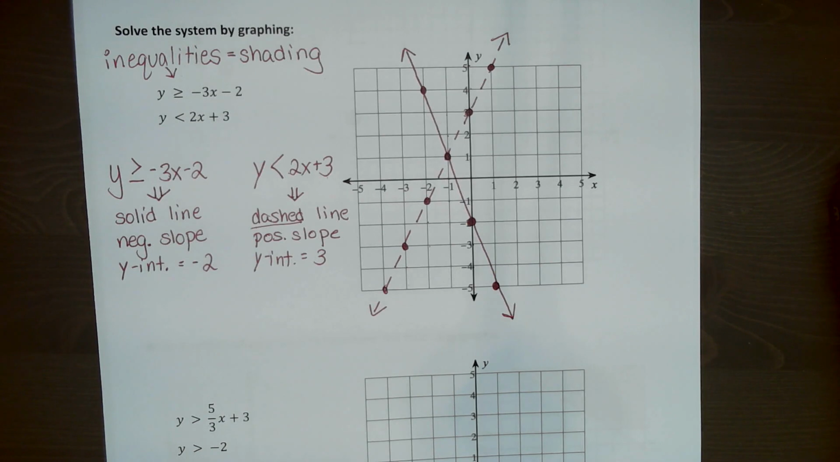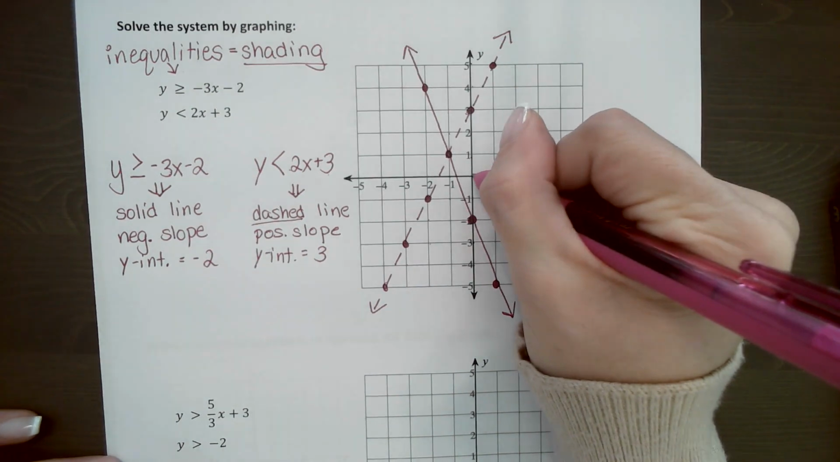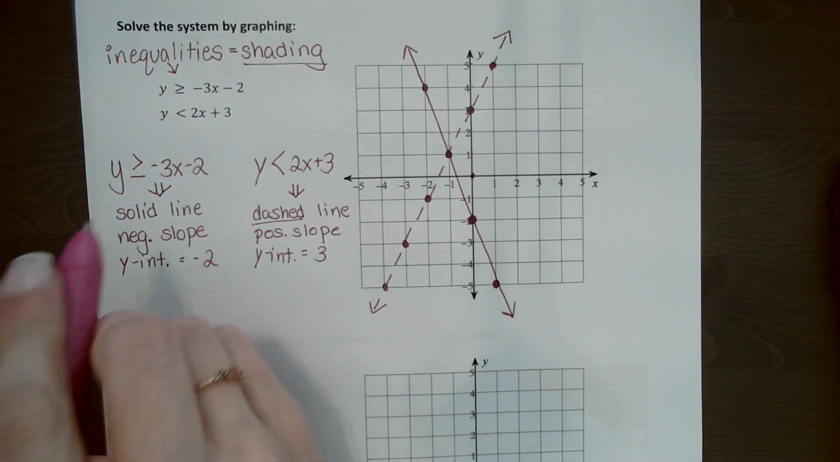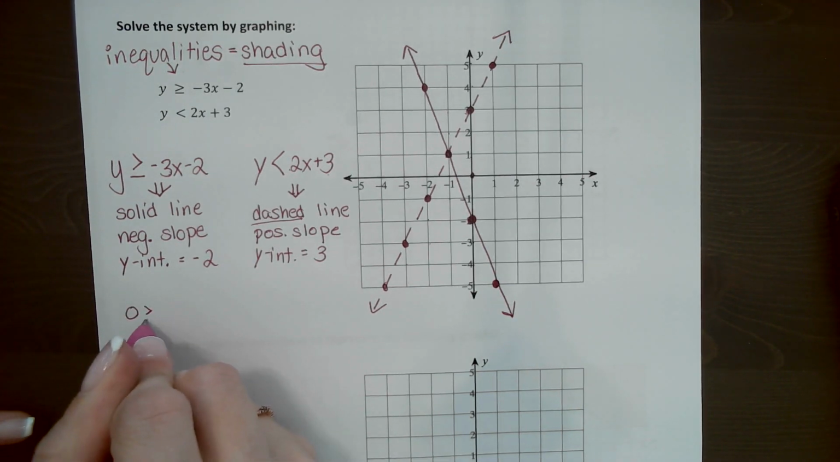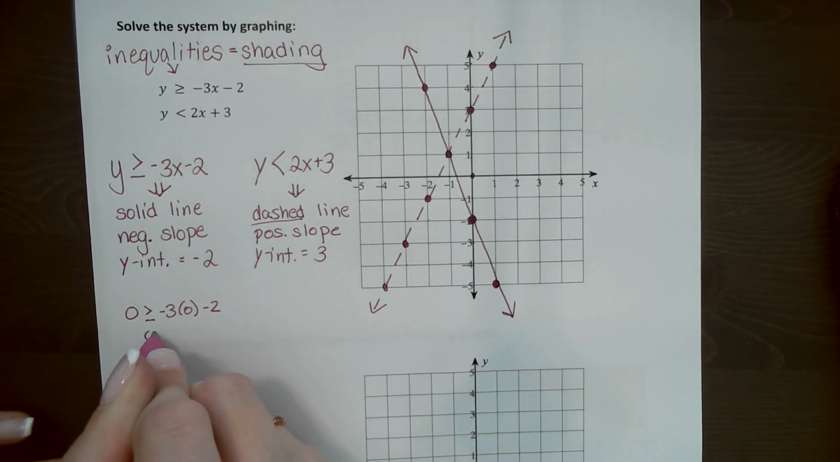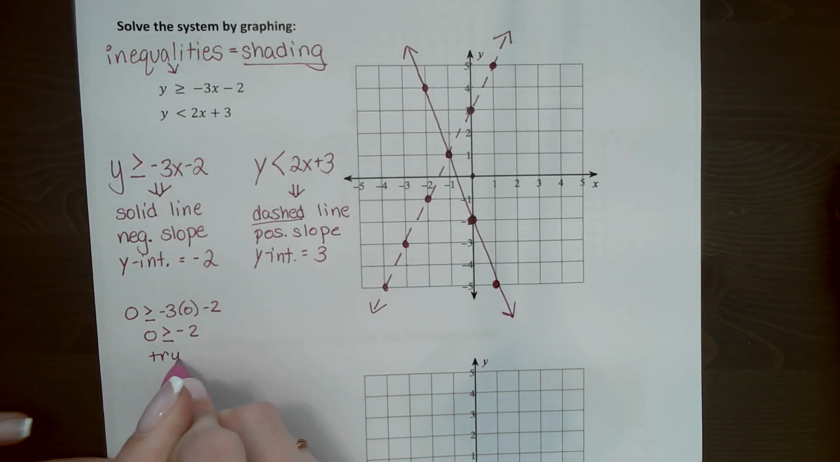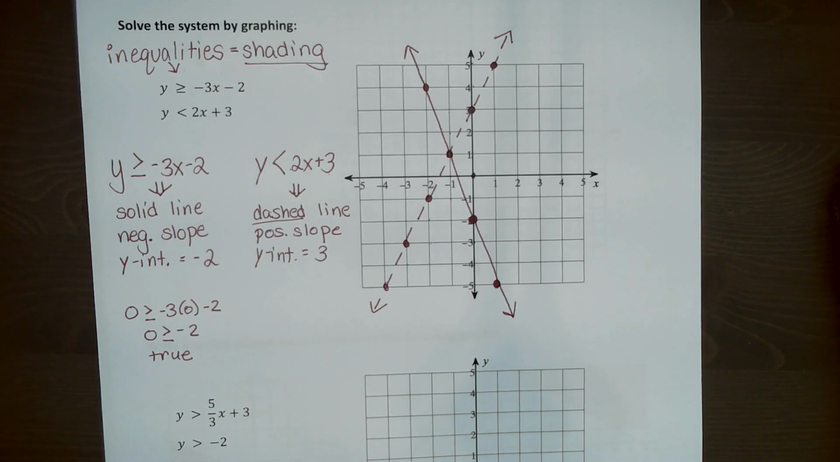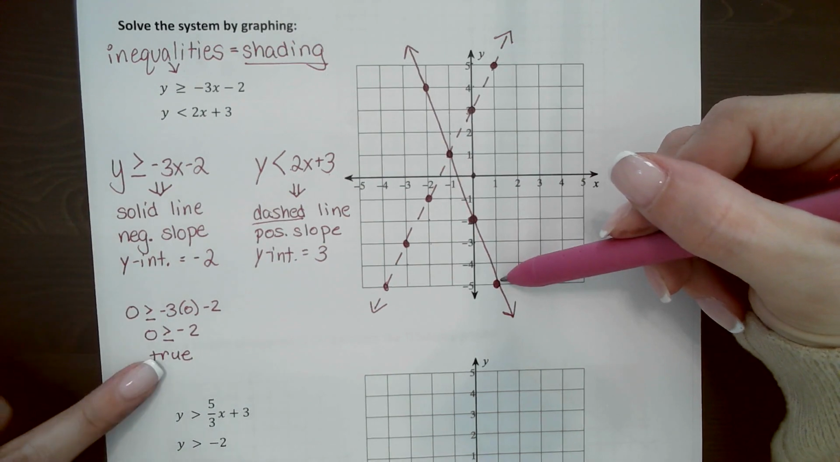All right, so now we have our two lines graphed, but it's a system of inequalities, so we have to remember the shading. So we're going to pick a test point, 0, 0. And let's plug it into each of these. So this would be 0 is greater than or equal to negative 3 times 0 minus 2. So 0 is greater than or equal to negative 2. And that is true. So that was our solid line, and it's true.